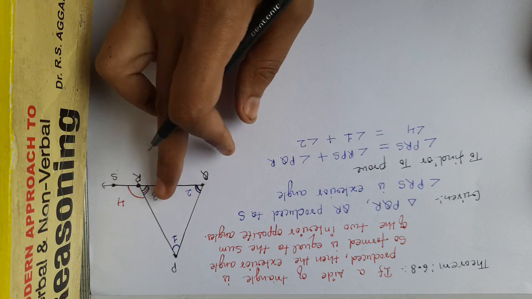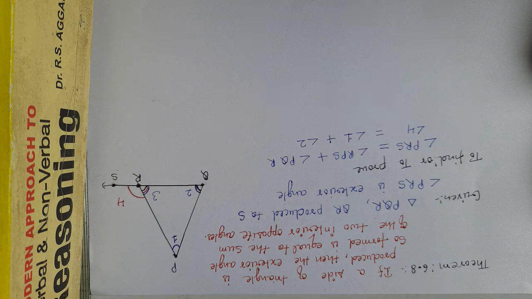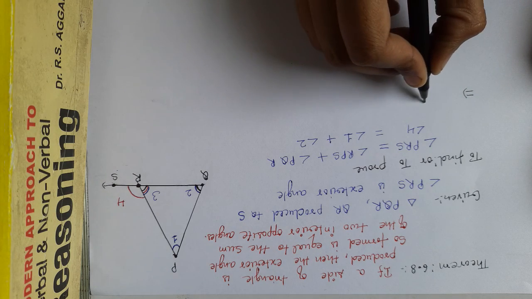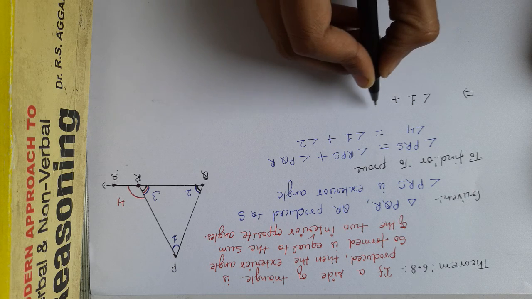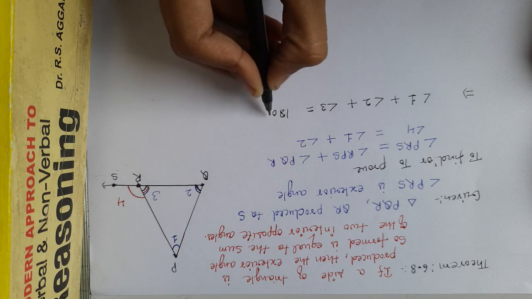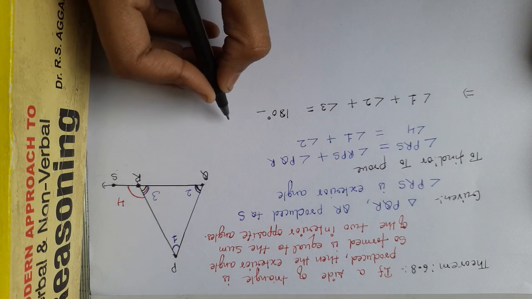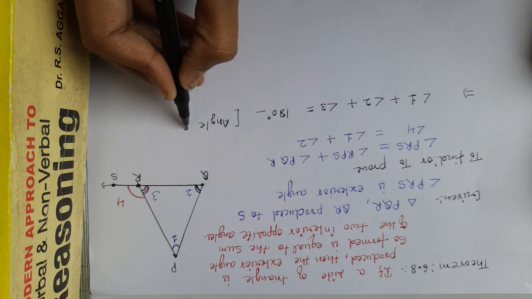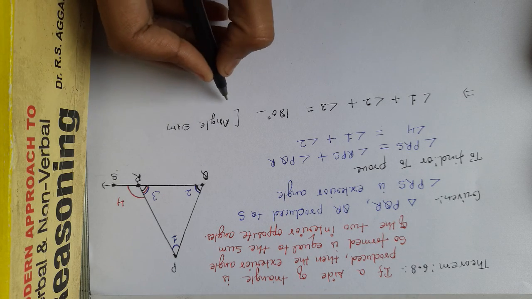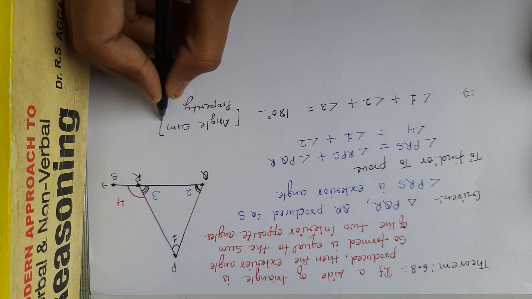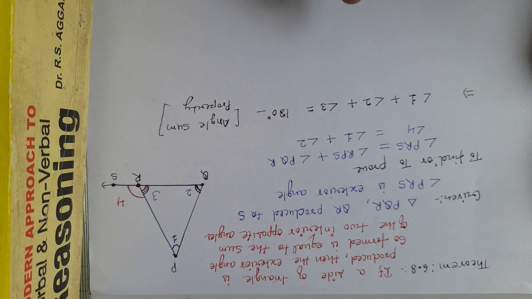Angle 1 plus 2 plus 3, the sum of all these three angles, is equal to 180. So here we write angle 1 plus angle 2 plus angle 3 is equal to 180 degrees. Why is this? Because of the angle sum property, which you know very well, we discussed it in the last class.